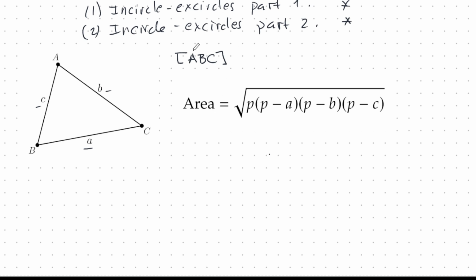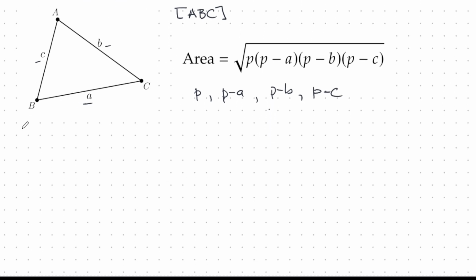We have these factors p minus a, p minus b, and p minus c, where p is the semi-perimeter. Where have we seen these factors? Well, we've already seen these things in our videos, in the tangent segments. The tangent segments to the excircle and the incircle were all of the form p minus a, p minus b, and p minus c, going all around those circles. We've calculated the lengths of those tangents and we got that.